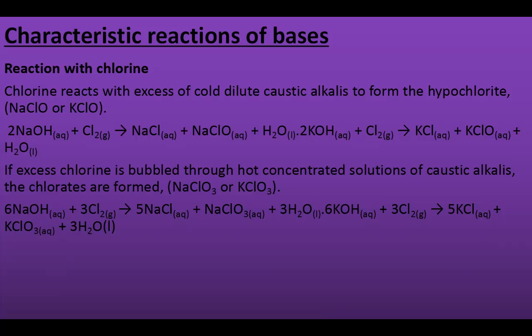If excess chlorine is bubbled through a hot concentrated solution of caustic alkalis, chlorates are formed. For example, sodium hydroxide plus chlorine gas gives sodium chloride plus sodium chlorate and water. The other one is potassium hydroxide plus chlorine gas, which gives potassium chloride plus potassium chlorate. These are just a few examples of the reaction of bases with chlorine gas.